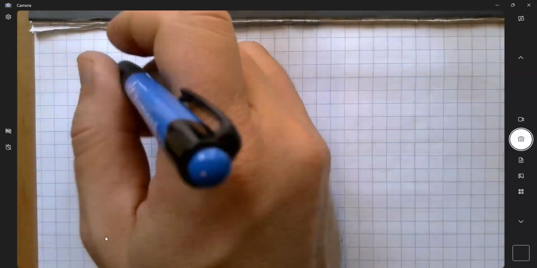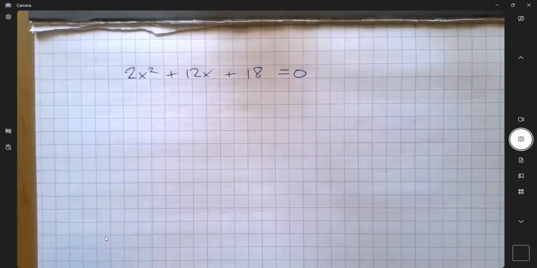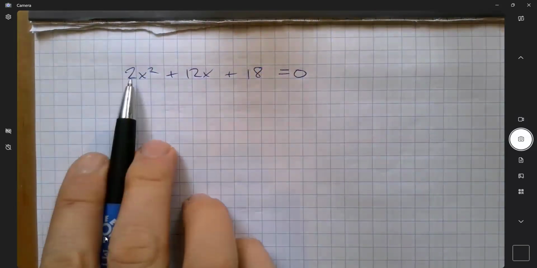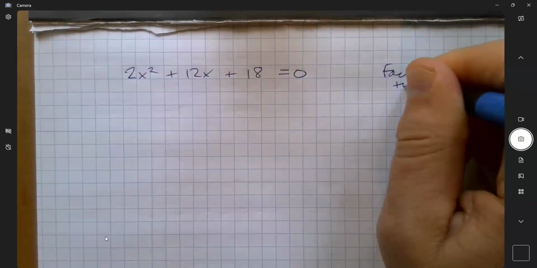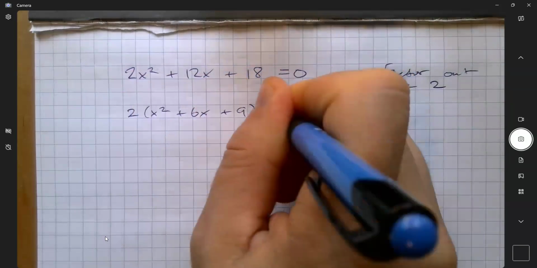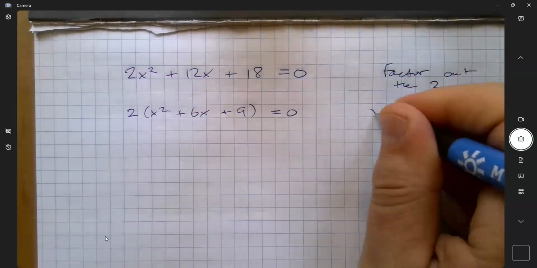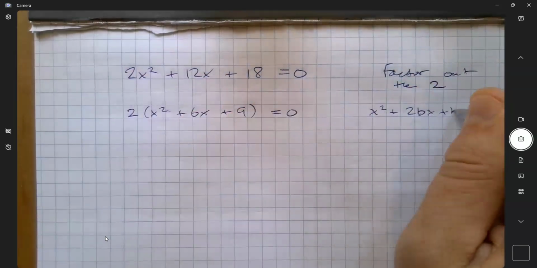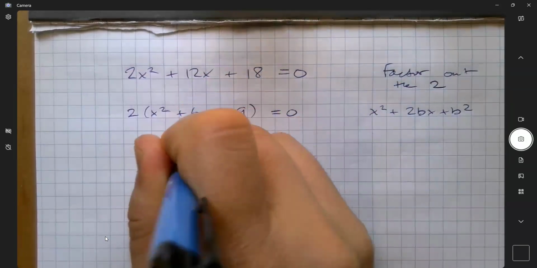Let's look at our other special case. Let's do 2x squared plus 12x plus 18 equals 0. And the first thing I notice is since there's a 2 there, let's factor out the 2. And I get 2 times x squared plus 6x plus 9 equals 0. And then I notice this has the form x squared plus 2bx plus b squared, because 9 is 3 squared and 6 is 2 times 3.